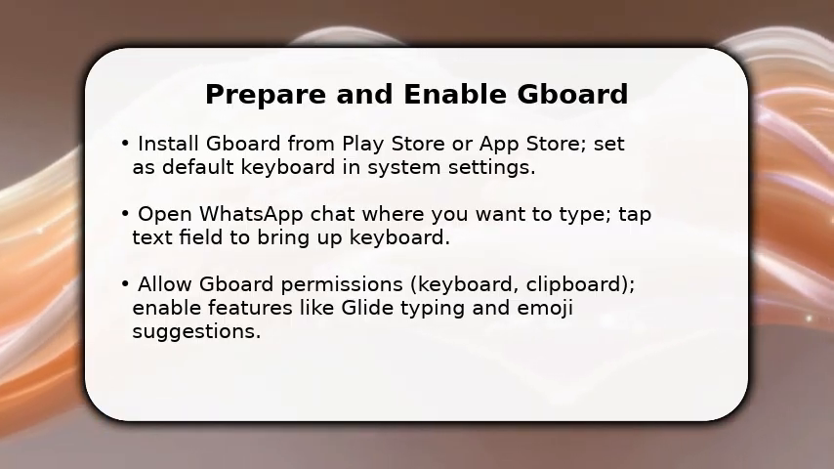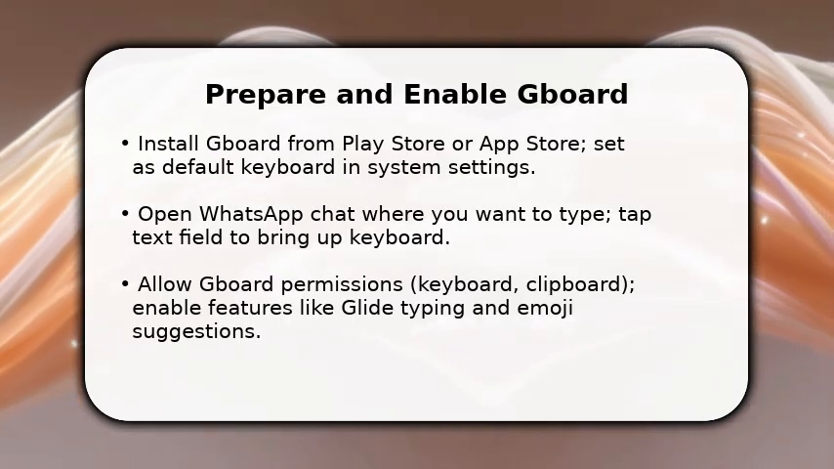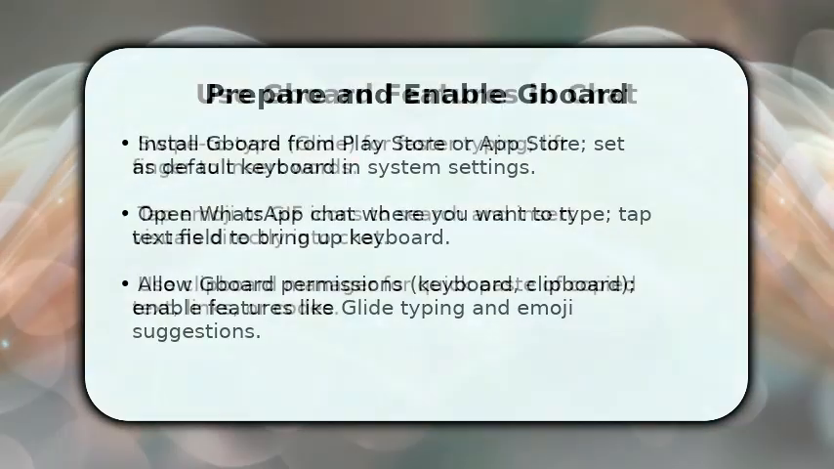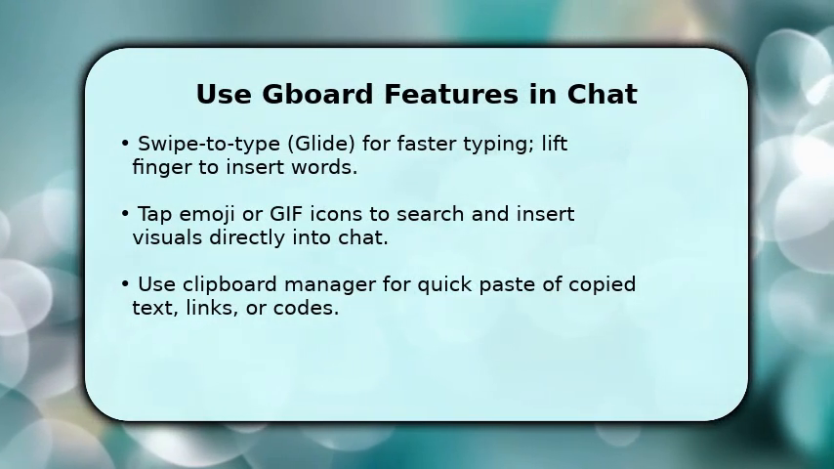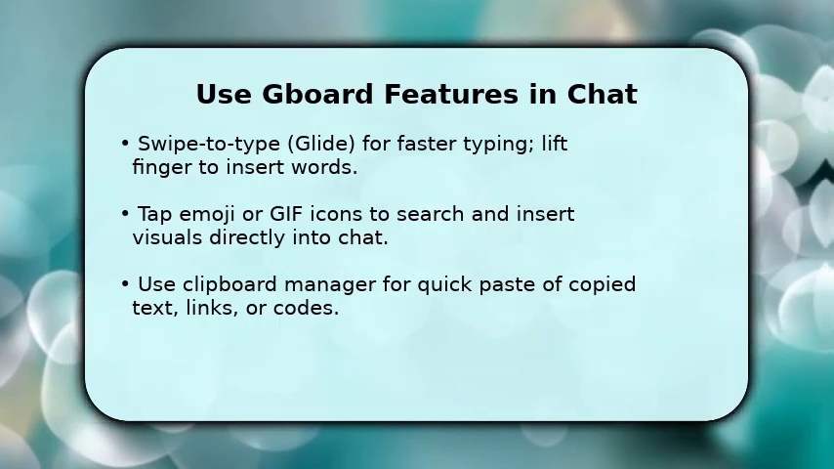Make sure glide typing and emoji suggestions are enabled so you can type faster and get contextual predictions while composing messages. Now use Gboard actively in WhatsApp. Swipe across letters to glide type long words. Lift your finger to accept the word.